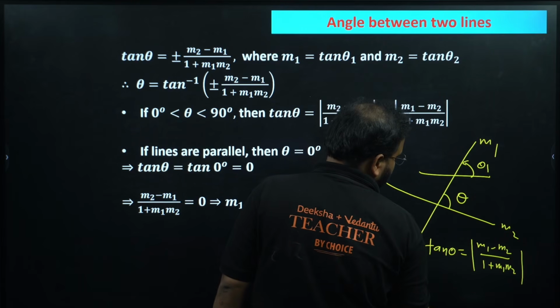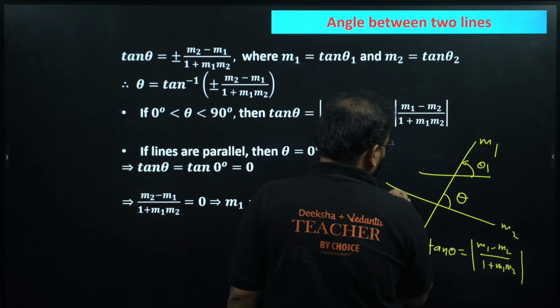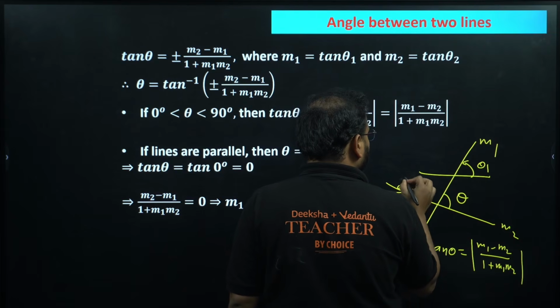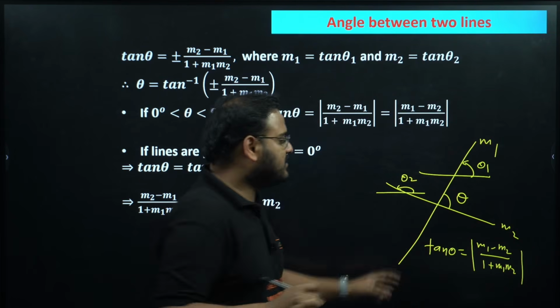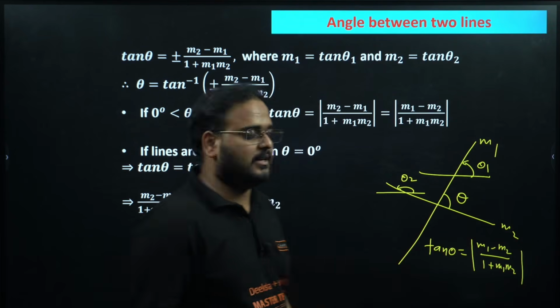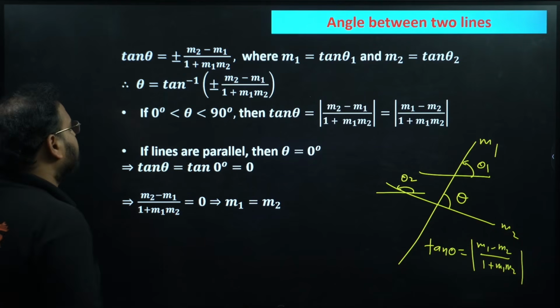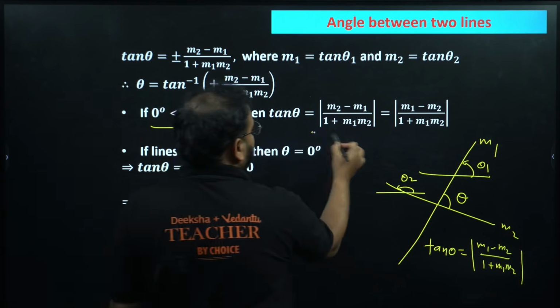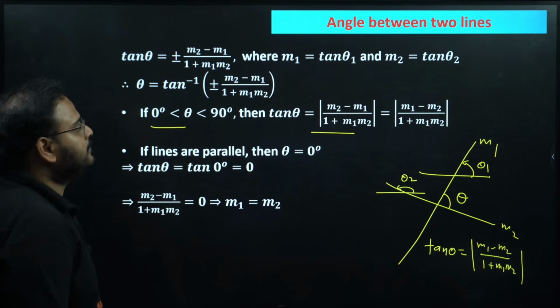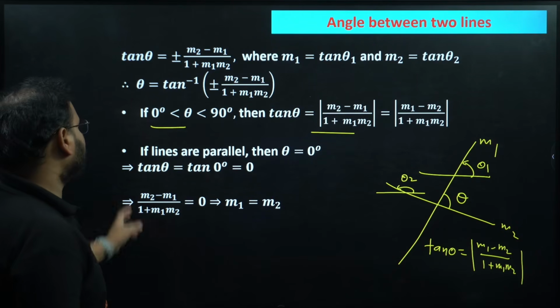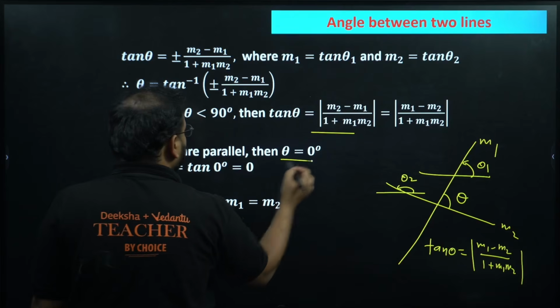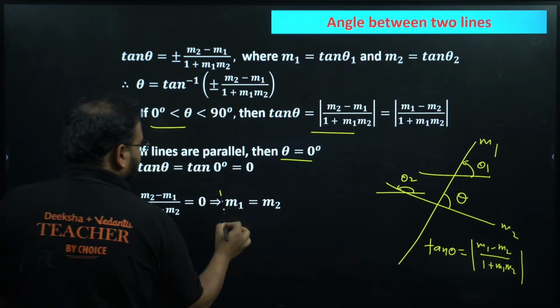And this represents that if you draw a line over here, this angle will be your theta 2, the angle of the second line with the x-axis. Same thing, taking tan inverse on that side. If it is acute, it will turn out to be positive. Okay, got it? If lines are parallel, then tan theta will be 0. You get the value of m1 equal to m2.